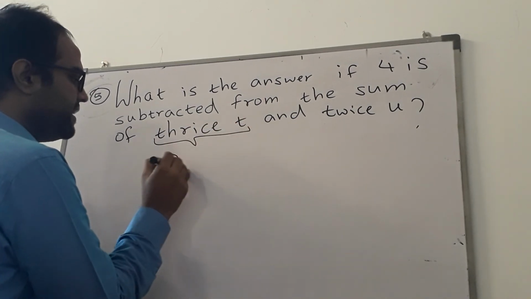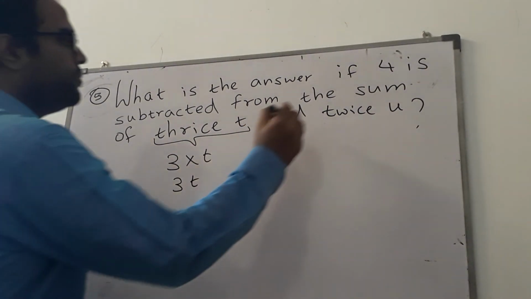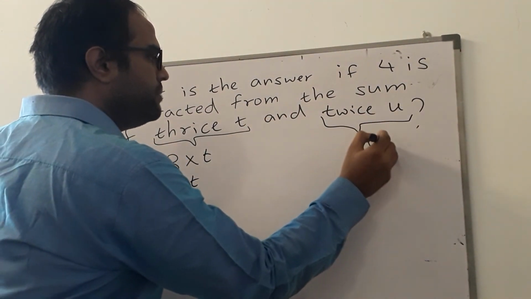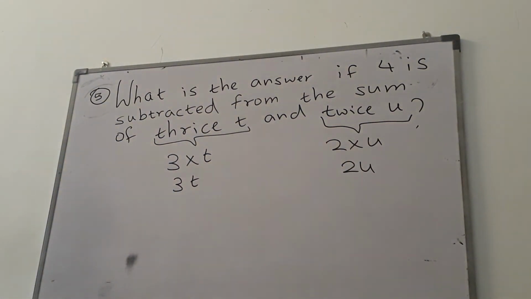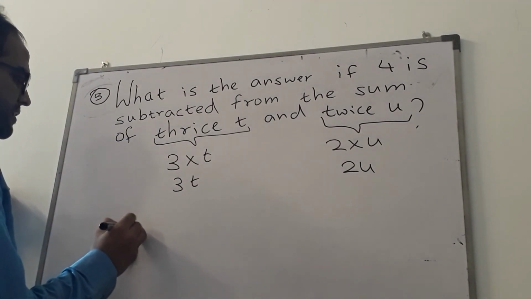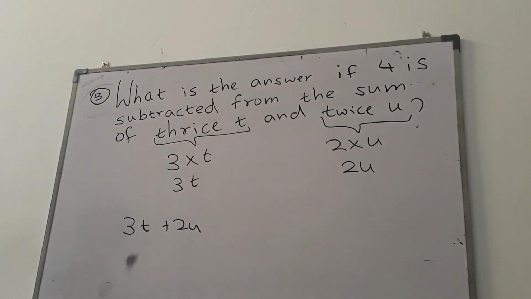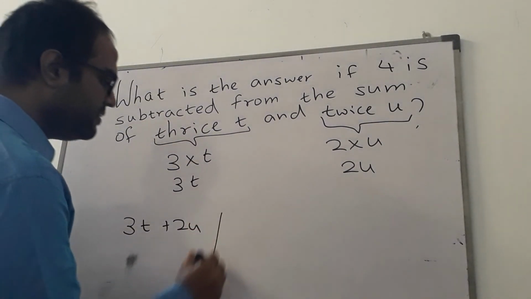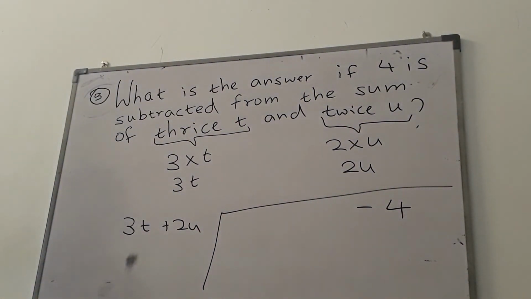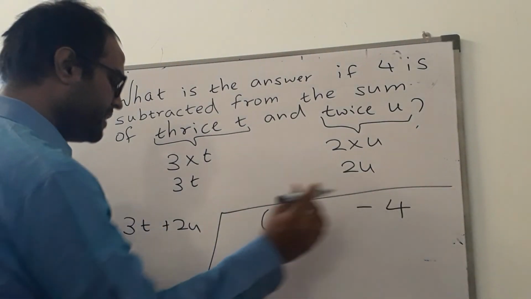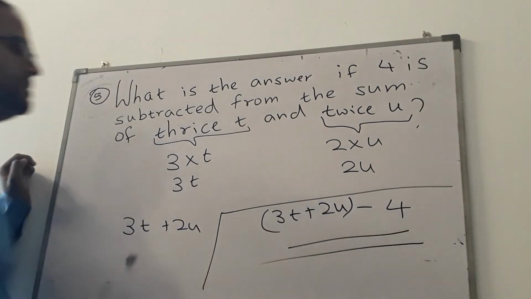Thrice t means 3 times t, which is equal to 3t. Twice u means you have to multiply u by 2, which is equal to 2u. The sum of thrice t and twice u means you have to add 3t and 2u. If 4 is subtracted from the sum, you have to subtract 4 from 3t plus 2u. This is the answer.